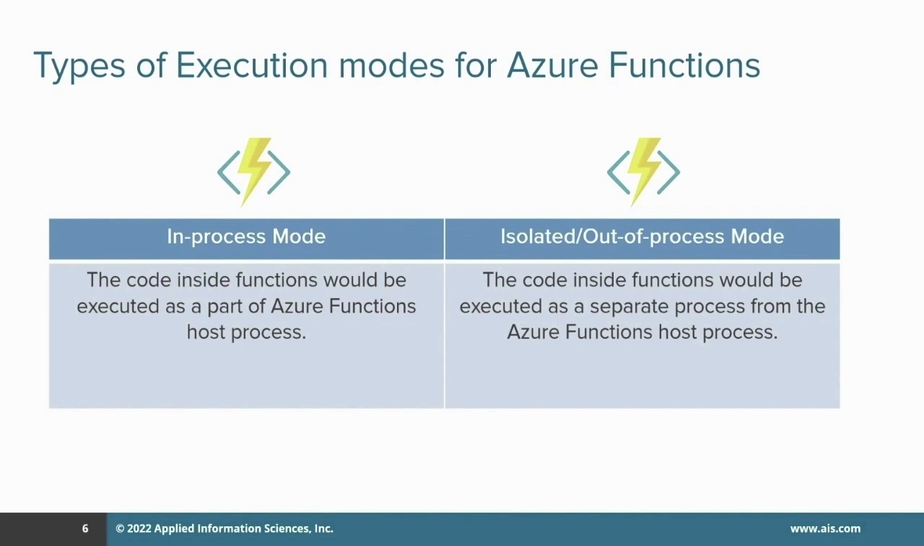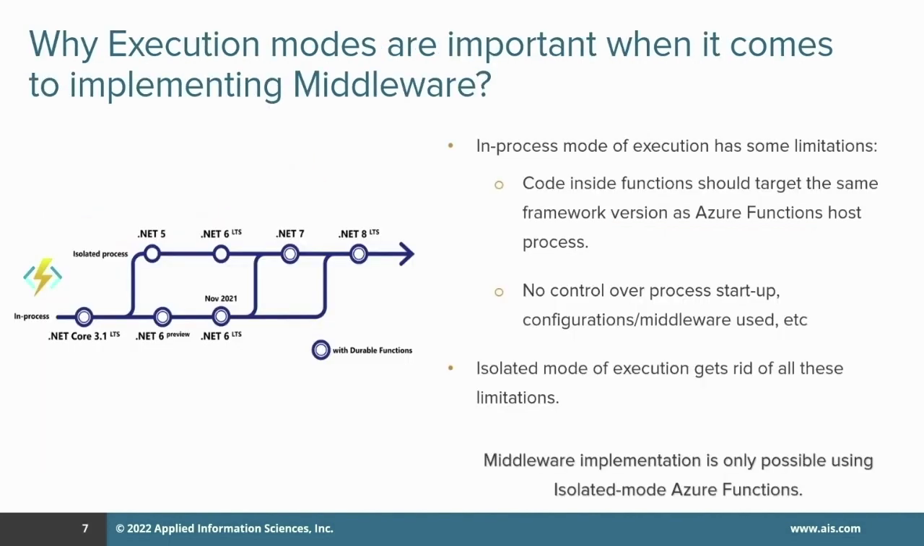Now, you might be thinking why these execution modes are important to understand when it comes to implementing middleware. As we saw, in-process mode of execution has some limitations. The code inside our function app should target the same framework version as the Azure Functions host runtime process, or else the application won't work as expected. Another thing is we don't have any control over the process startup, configurations, middleware used, etc.